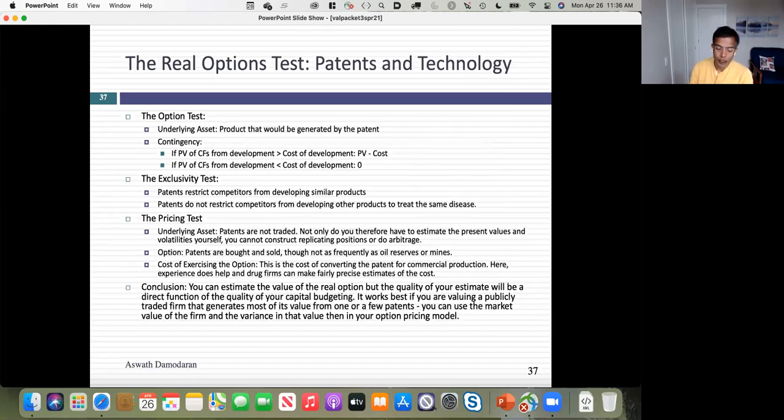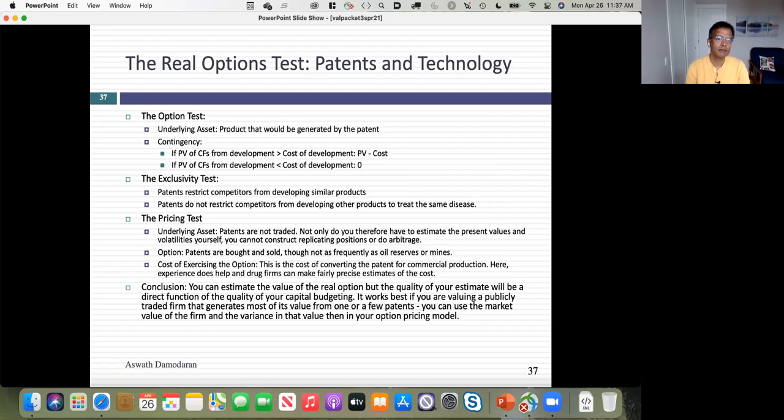So let's put real options to the test. Now, is there an option? Yes. The payoff is built around the cash flows, the contingencies: if the present value of the cash flows exceeds the investment cost, you're going to take the patent and commercialize it. If not, you're just going to sit on it.